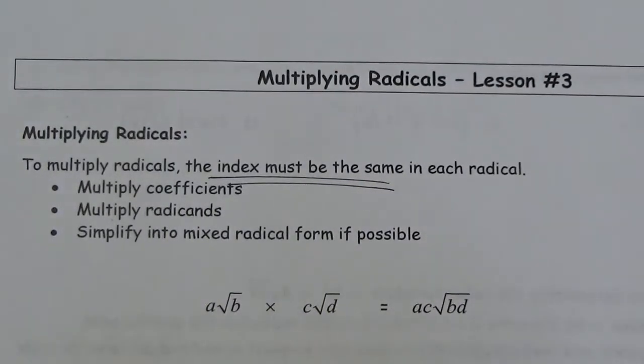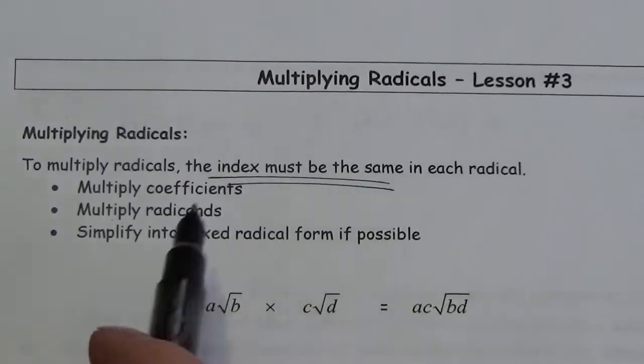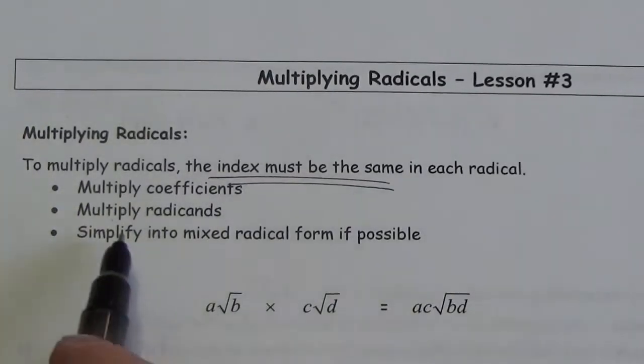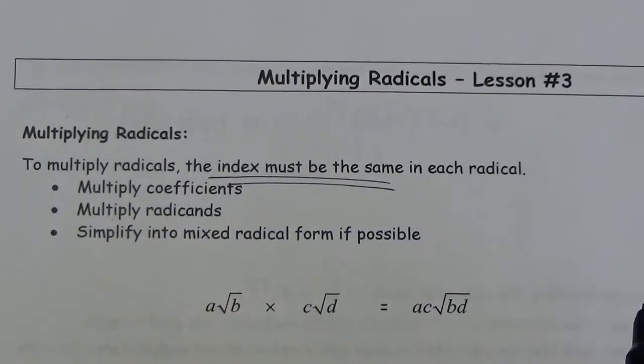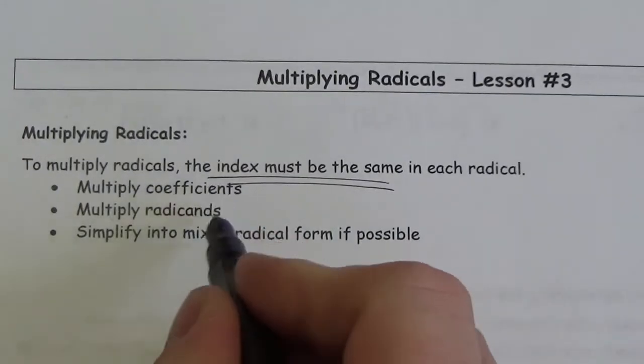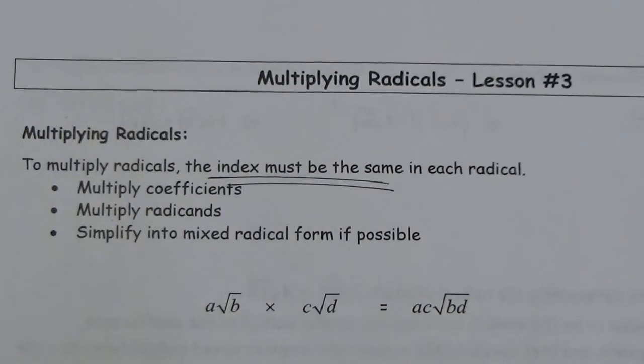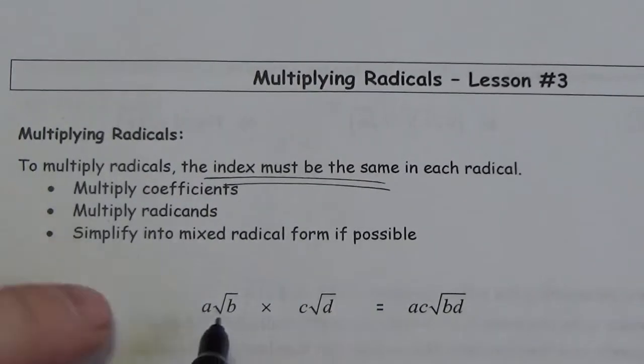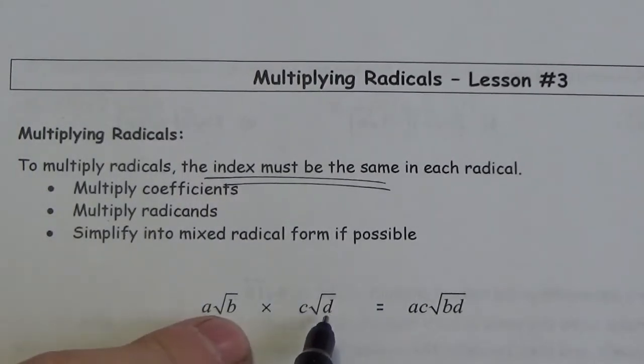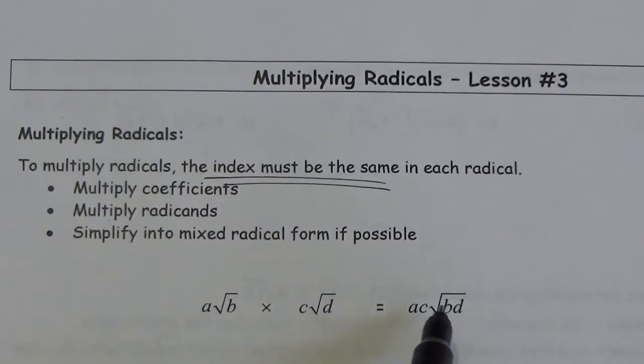And when you do the multiplication, it's actually really easy. You multiply the coefficients, and then you multiply the radicands. But you don't multiply the coefficients by the radicands. Those are kept separate. And then you can simplify if you can. In some ways, it's similar to multiplying fractions. You multiply numerators, you multiply denominators, and then simplify. Multiply coefficients, multiply radicands, and so you're going to get a times c multiplied by the square root of b times d. Okay, that's it. That's all you've got to know.